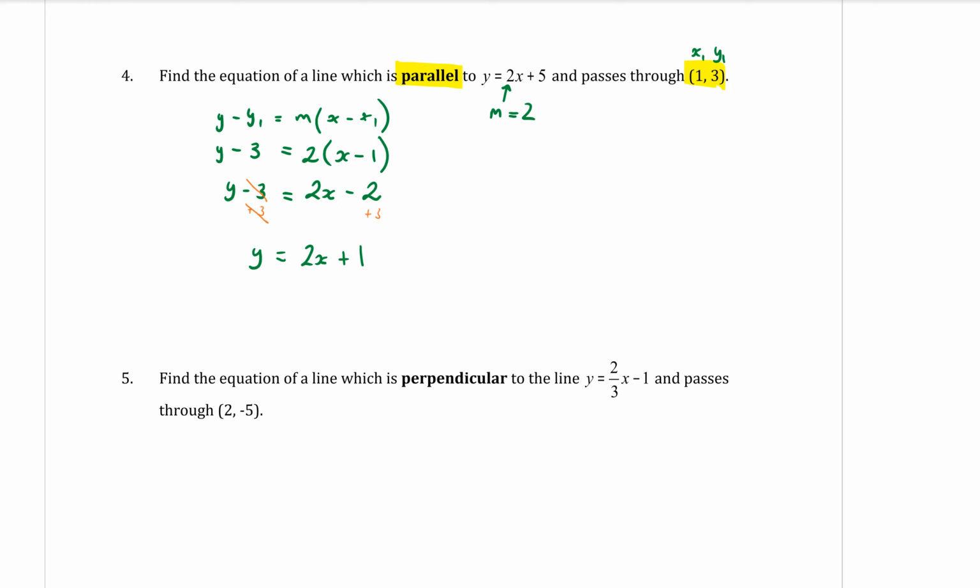That's it. We found that's the answer. We're after that equation of a line that is parallel to the one we were given, but this one that I found is also going to pass through the point 1, 3.